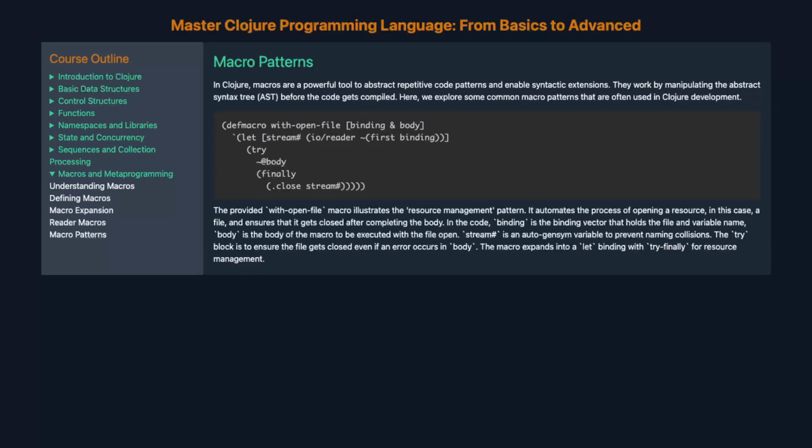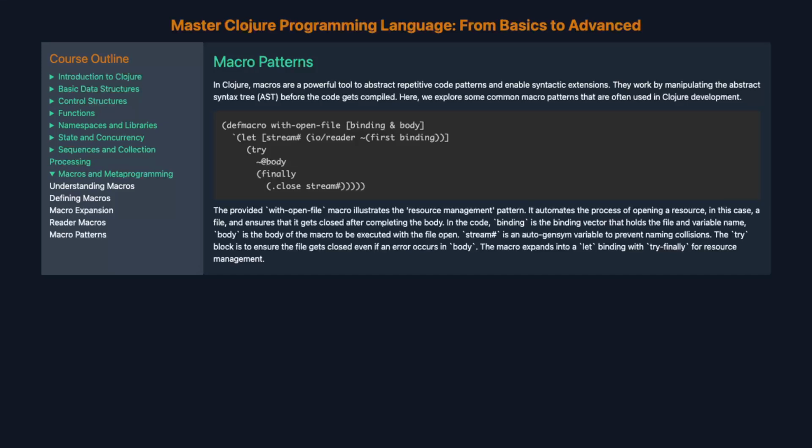Macro patterns. In Clojure, macros are a powerful tool to abstract repetitive code patterns and enable syntactic extensions. They work by manipulating the abstract syntax tree, AST, before the code gets compiled. Here, we explore some common macro patterns that are often used in Clojure development.